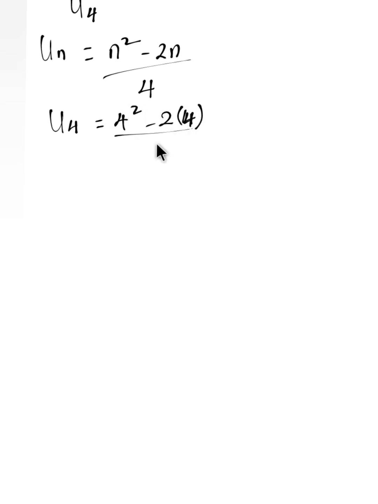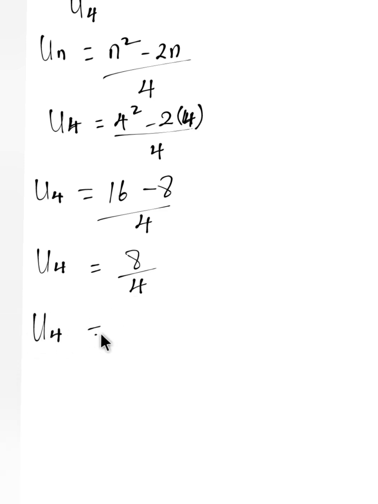u4. Recall that un is equal to n squared minus 2n over 4. So u4 will be equal to 4 squared minus 2 times 4, over 4. So u4 is equal to 16, since 4 squared is 16, minus 2 times 4 which is 8, over 4. u4 is equal to 8 over 4, and u4 is equal to 2. So if we were to write out the first 4 terms, that becomes minus 1 over 4, which is the first term, 0 the second term, 3 over 4 the third term, and 2, which is the fourth term.